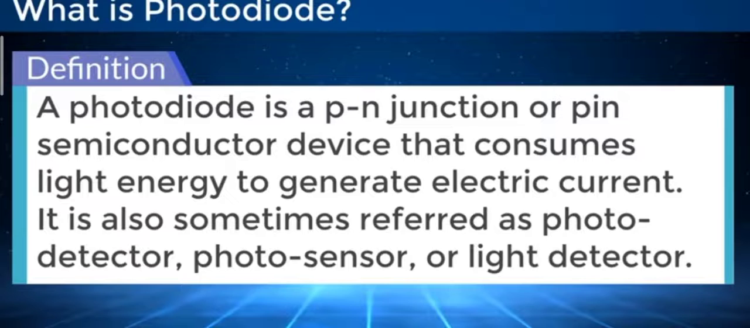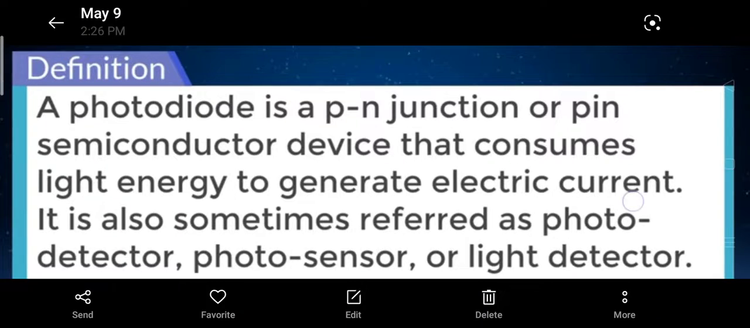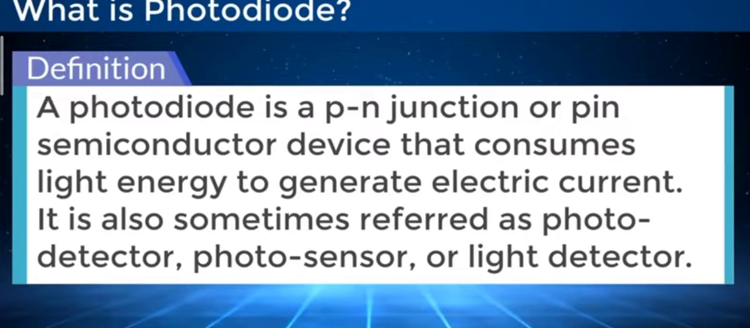So, in the previous class, I discussed the tunnel diode. The tunnel diode operates in forward bias condition, and when the voltage increases above the built-in potential, the electric current will decrease. But today I'm going to discuss the photodiode.